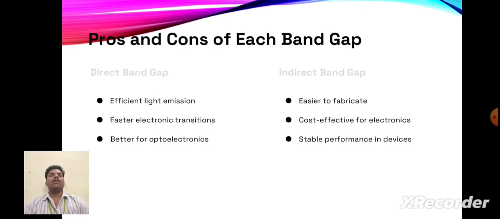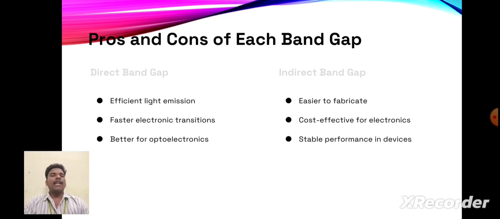Then next, what are the pros and cons of each band gap? Pros means the advantages of each band gap, and cons means the disadvantages. First of all, we will observe the direct band gap. In the direct band gap, the efficiency of light emission is higher, because LEDs and lasers are made using the energy band gap of a direct band gap semiconductor. Due to that same momentum, there will be higher efficiency in light emission.